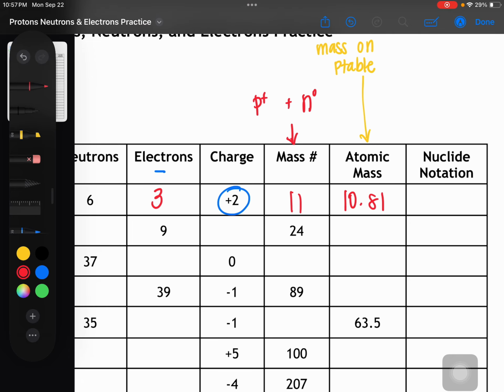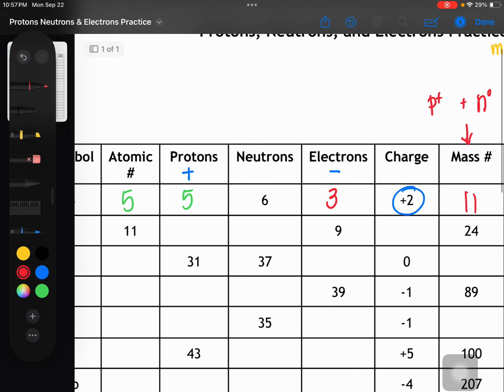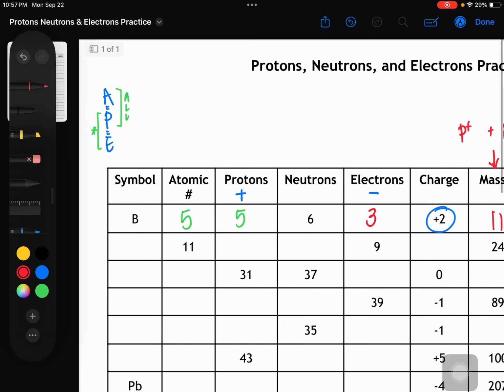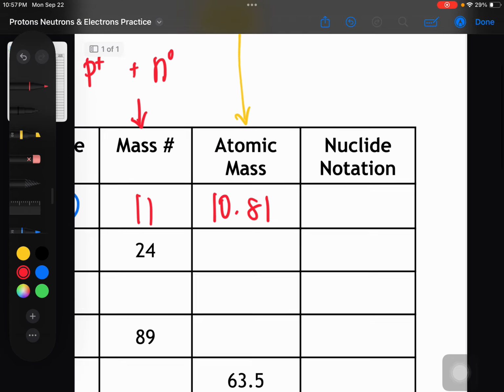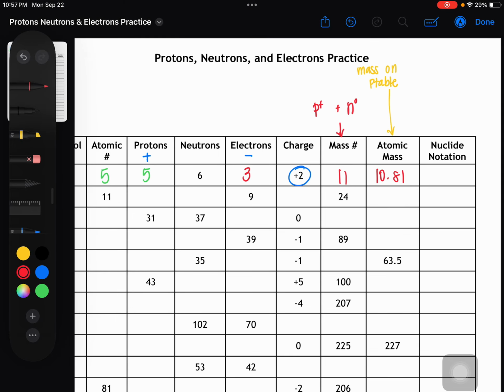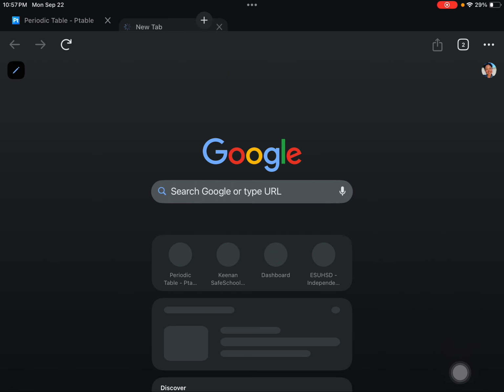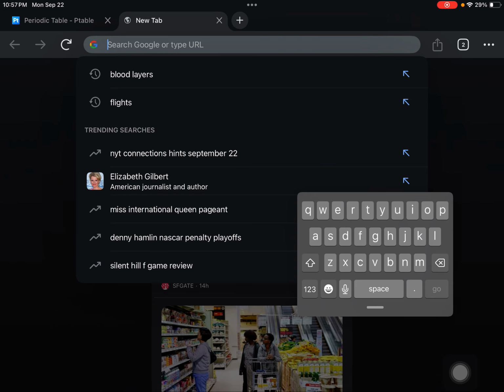Cool. And the last one is our nuclide notation. Nuclide notation is something we haven't really covered just yet, but it's a way to represent all of this information here. So in nuclide notation, we have a way to write it, and I'll search it up just so you guys can also see it as well.